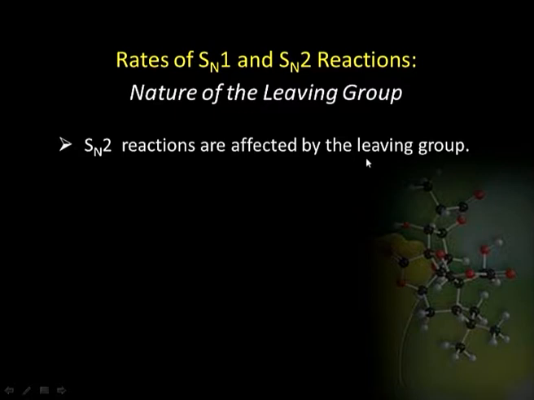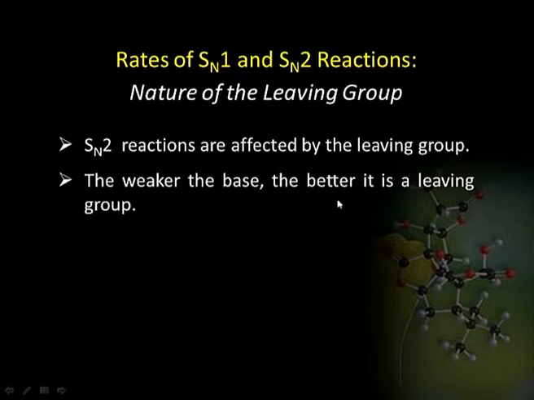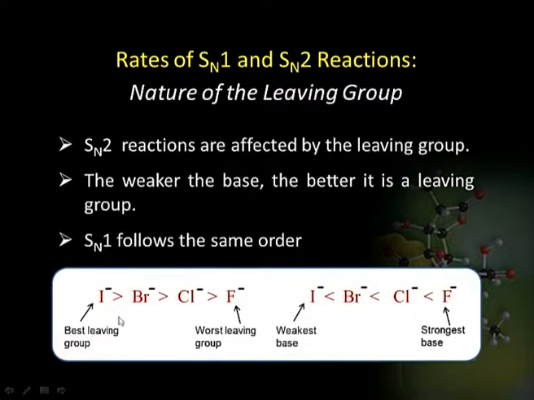The SN2 reactions are affected by the leaving group also. The weaker the base, the better it is a leaving group, and SN1 follows the same order as far as the effect of nature of leaving groups is concerned. Thus, if we see the halogen atoms, we will find that iodide is the best leaving group and the worst leaving group is fluorine. It is the reverse of their basicities: iodide is the weakest base, whereas fluorine is the strongest base.